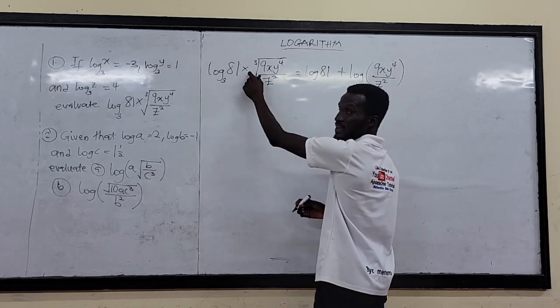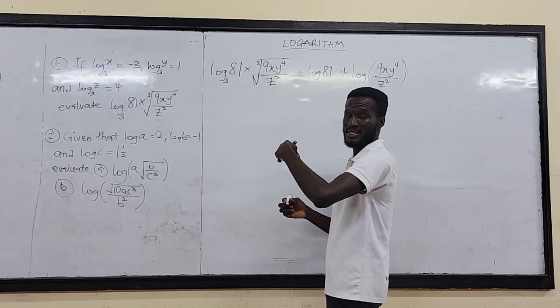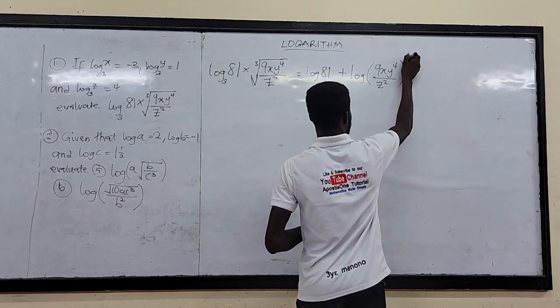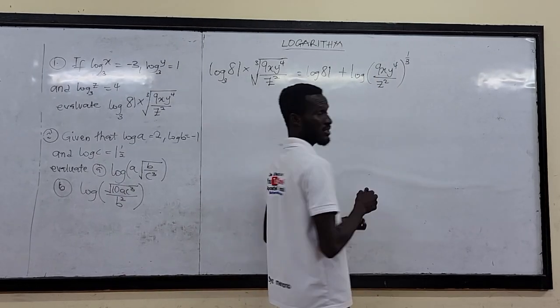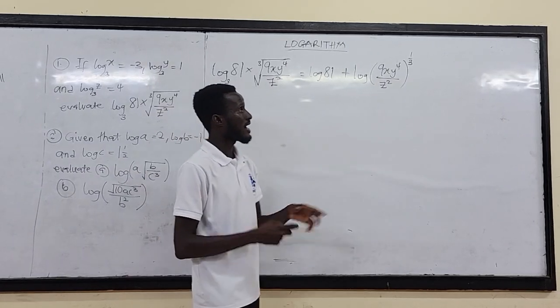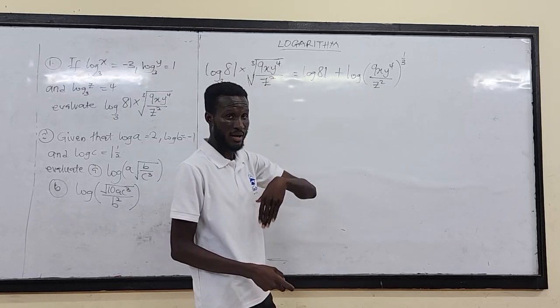Don't forget that we have a cubic root. The cubic root means that the exponent is 1 out of 3. So this one has the exponent of 1 out of 3. And per the law of logarithm, I can bring the exponent to the front of the log. It is one of the laws.